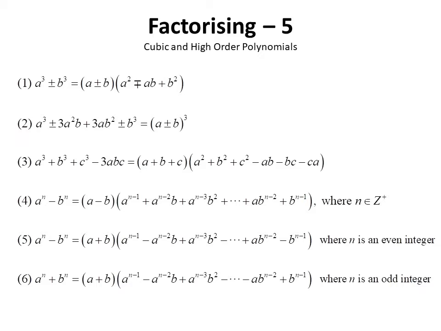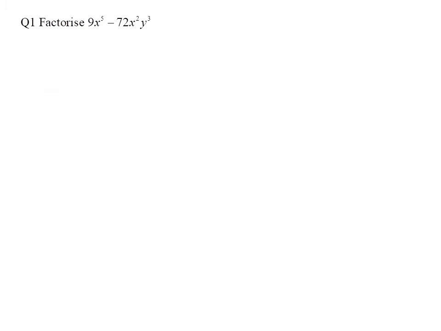Formulas from 4 to 6 are the sum or difference of the two variables to the power of n. They can be also proved by expanding from the right side of these equations. Now we go through some examples. Here we go.